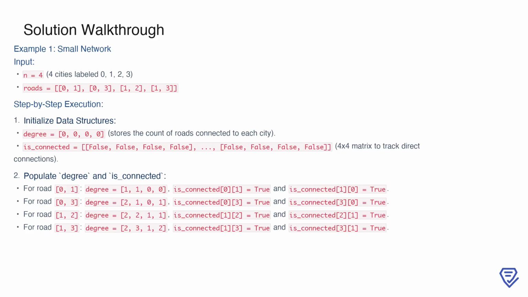As we iterate through the roads, we update these structures. For example, the road (0, 1) increases the degree of both city 0 and city 1 by 1, and we mark is_connected[0][1] and is_connected[1][0] as true. By processing all roads in this manner, we end up with the updated degree array [2, 3, 1, 2], and an is_connected matrix that reflects the direct connections between cities.